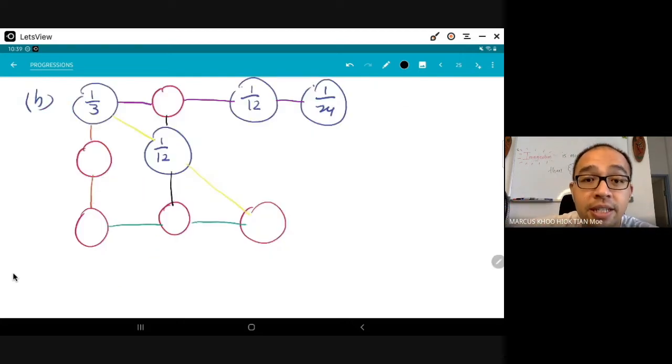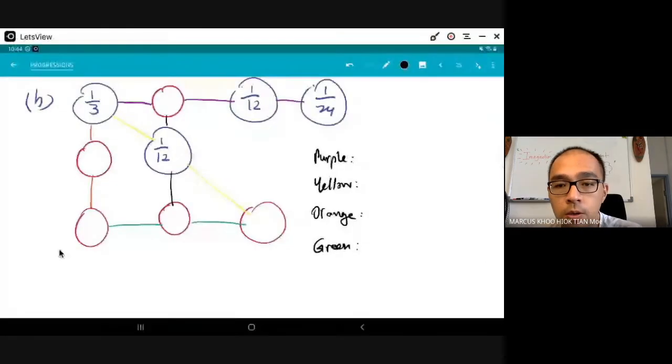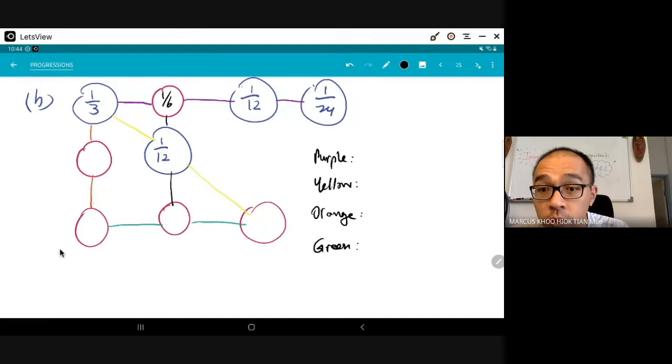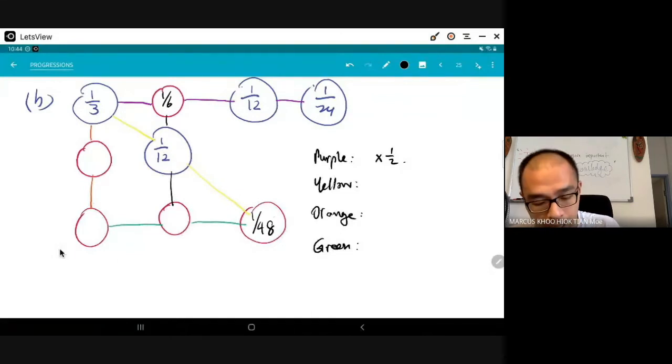This one has a lot of fractions, so guys, be careful, okay? Be careful with this. Okay, let's see. Stephanie has answered. She said 1 over 3, 1 over 6, 1 over 12, 1 over 24. David also said the same thing. Very good. This is times half. Then yellow is 1 over 3, 1 over 12, 1 over 48. All right. This one is times 1 over 4.